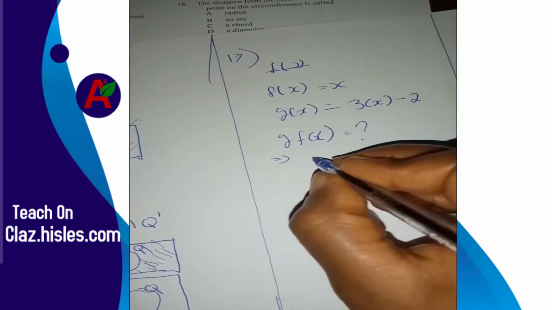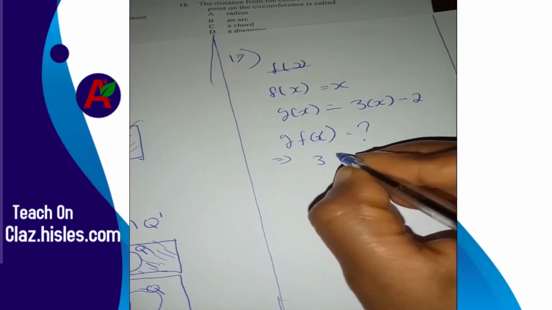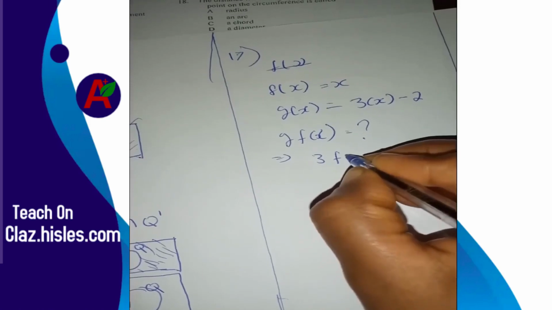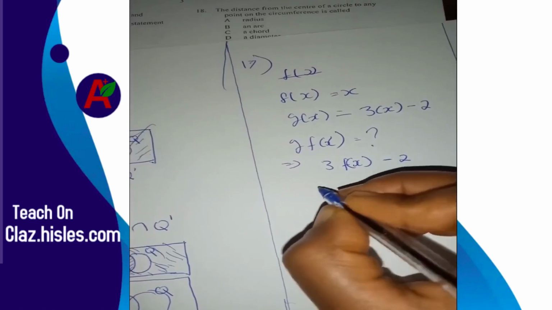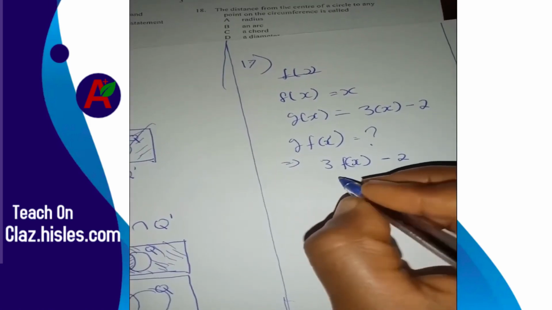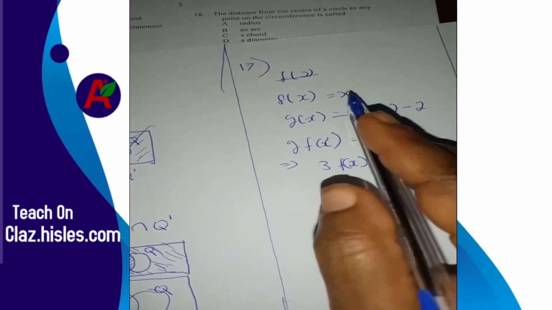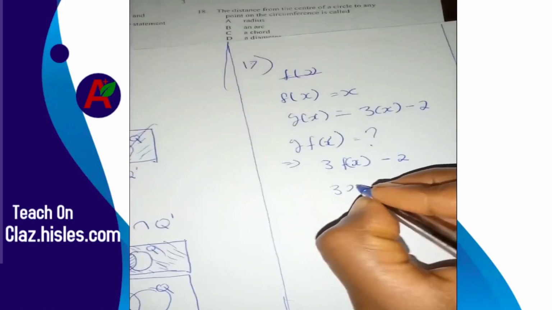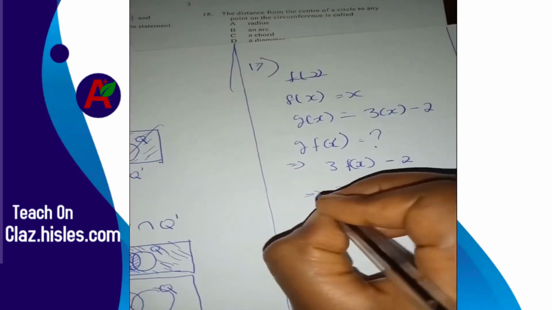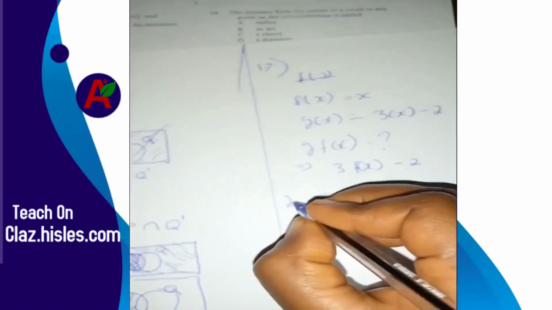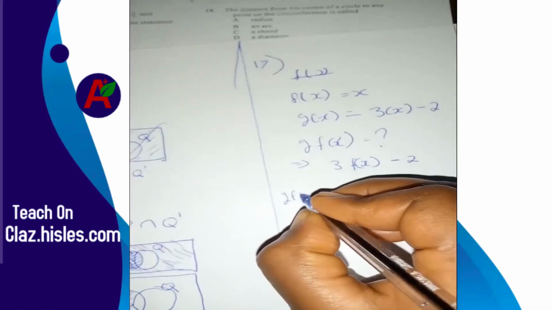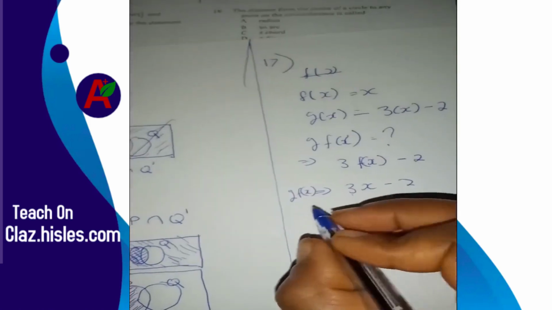So that would be 3 f of x minus 2. And what is f of x? Our f of x is x. Okay, our f of x is x, so it's 3x minus 2. This is our composite function. So g of f of x will give us this.